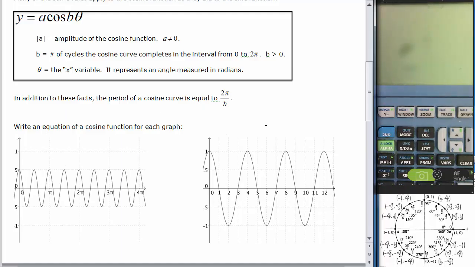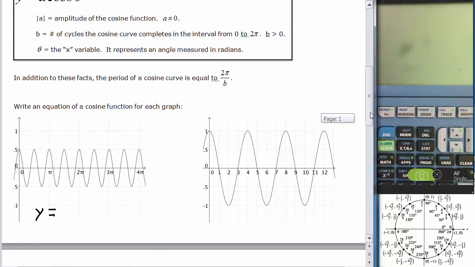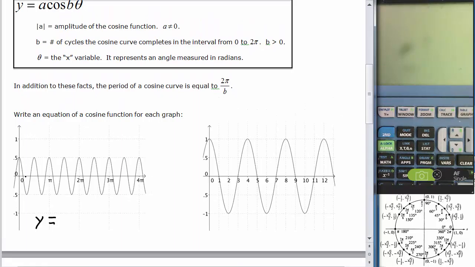When you write an equation for a cosine function, let's take a look at this first graph. We're going to start with y equals. And the first thing we want to talk about is the amplitude of this graph. You can see the graph starts here at 0, 0.5, it goes down to -0.5, and then back up again. The amplitude is the distance from the center of your graph straight up to the highest point, and that distance is 0.5, so that's going to be your amplitude.